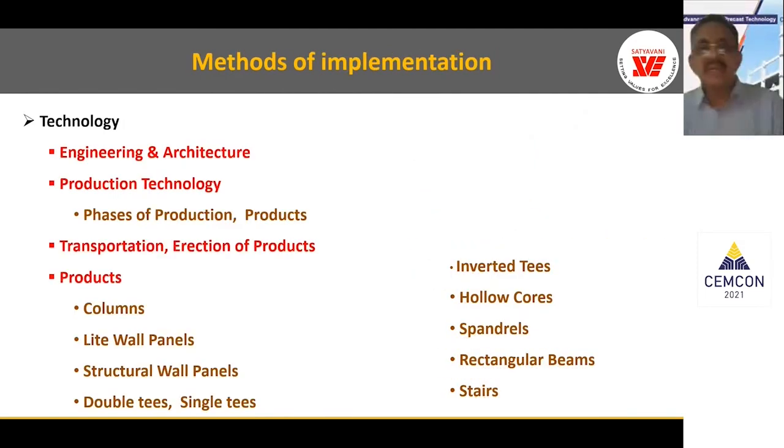So the methods of implementation that we focus on today, we should be aware of when we plan for the construction: what are all the technologies available for producing various types of elements like columns, light wall panels, structural wall panels, and double T's and single T's, which are normally used for larger spans, inverted T-beams, hollow core slabs, spandrels for the edge beams and the facade, and rectangular beam stairs, which is very advantageous, particularly in stairs.